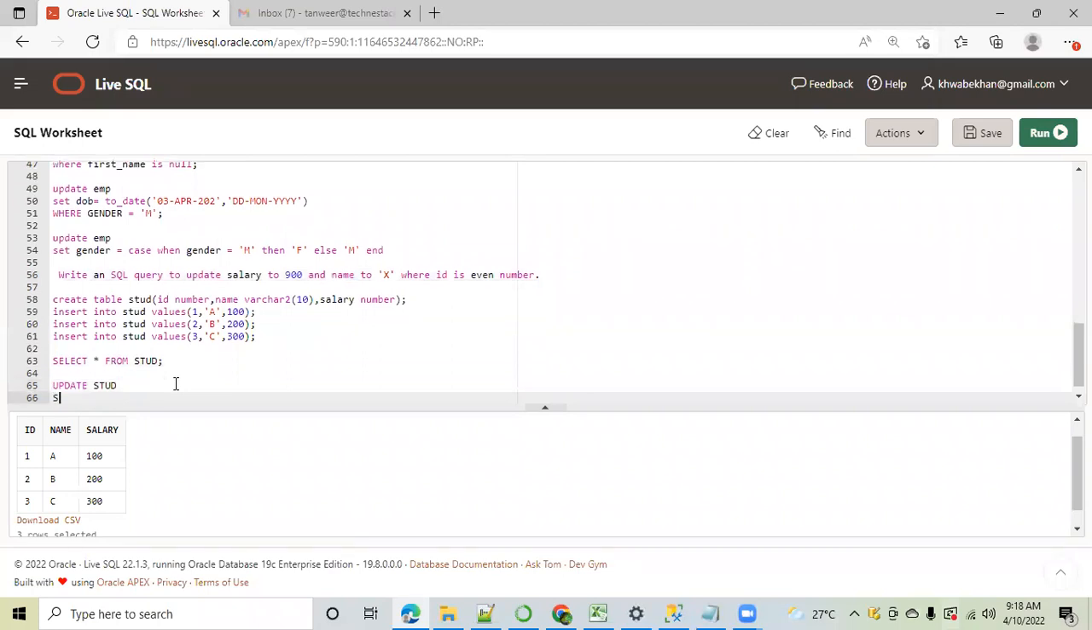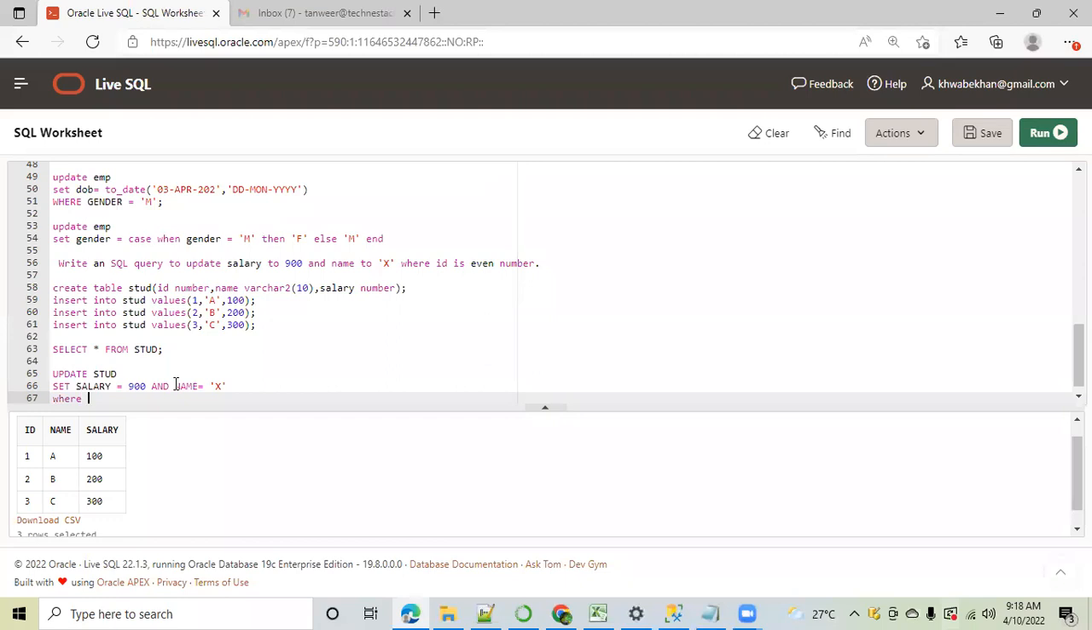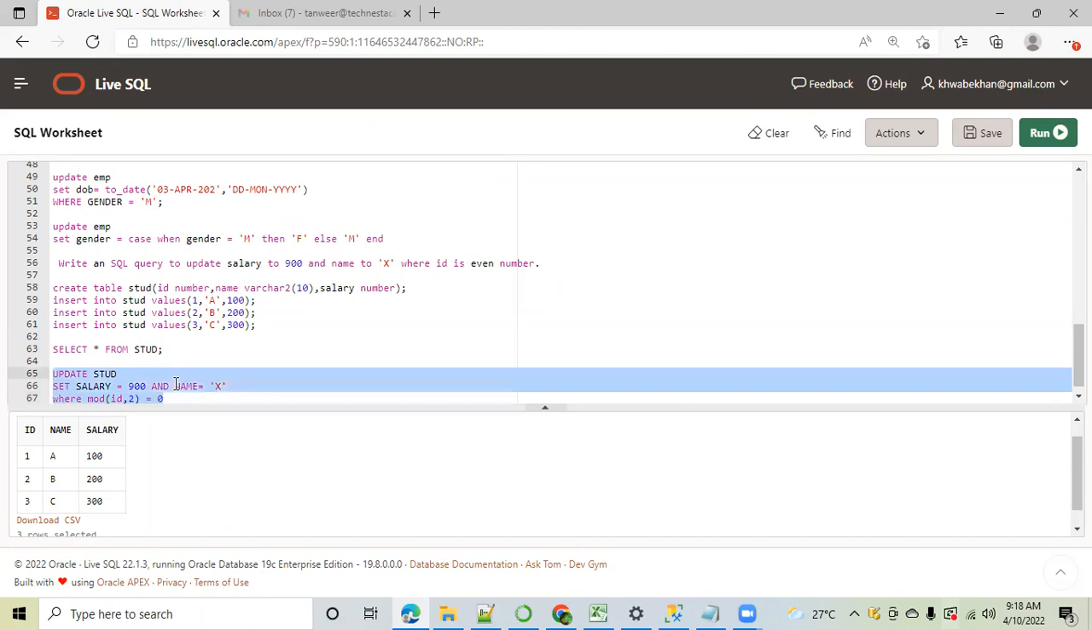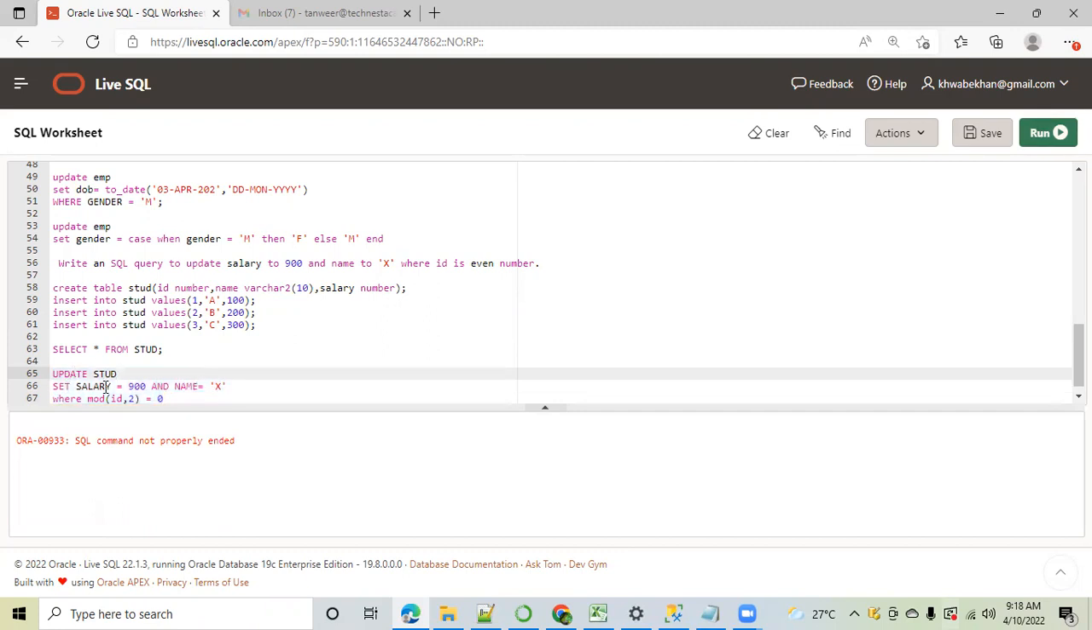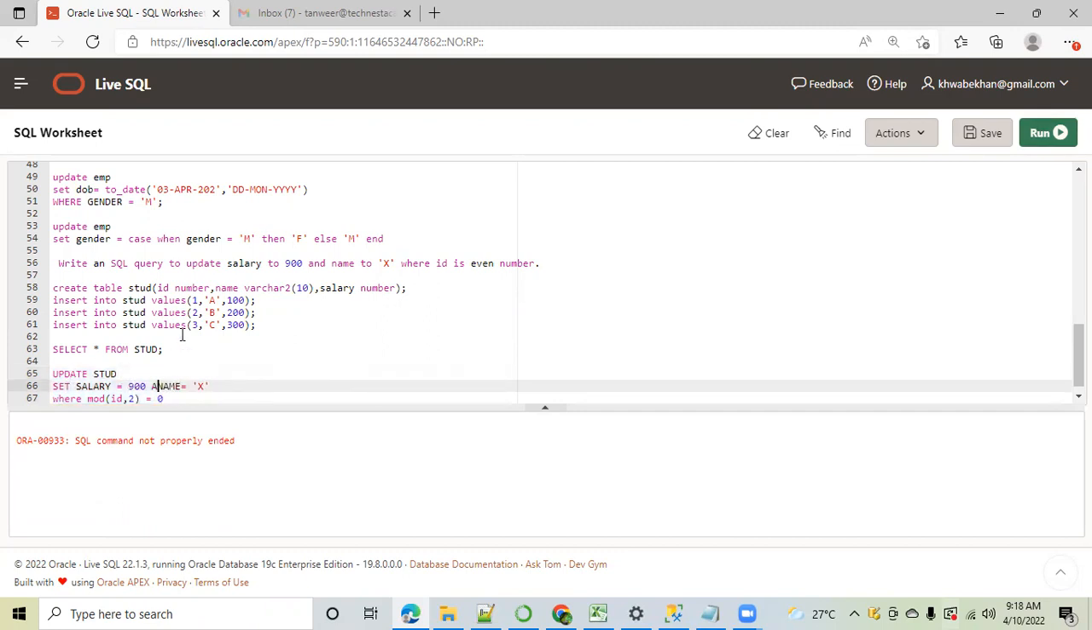Update student set salary 900 and name is equal to X, where mod of ID. I taught you yesterday that for this you have to use mod of ID, 2 is equal to 0. This will give you even numbers. SQL command not properly ended. What happened? This is salary equal 900. Oh, sorry.